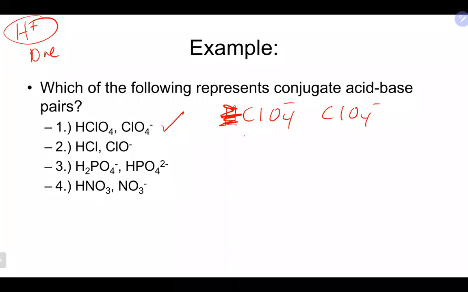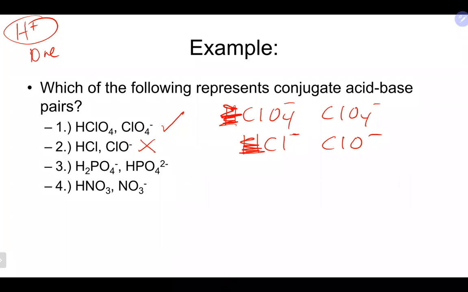You could take the next one here, HCl and ClO minus. If I take off the H and I take off the plus, do they match? They actually do not match. One is a Cl and one's a ClO, right? One has oxygen and one doesn't. And that is more than just one H plus difference, which means these would not be a pair in this case. Any questions on that one there?